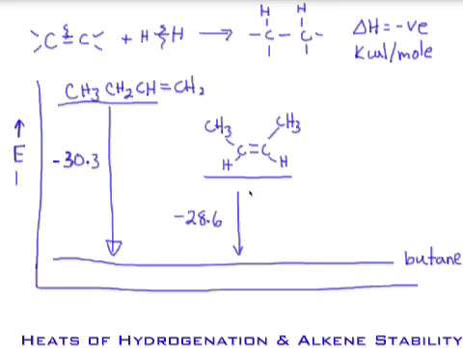So the difference must be in the position, how high up you are. So if you're 30.3, that means 1-butene is higher energy. Higher energy means it's less stable. What's the energy for the trans? Well, the trans was 27.6. Trans-2-butene, when hydrogenated, had an energy release of minus 27.6 kilocalories per mole.